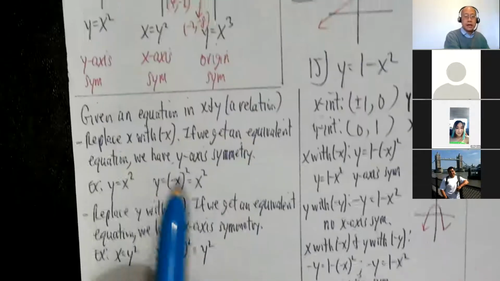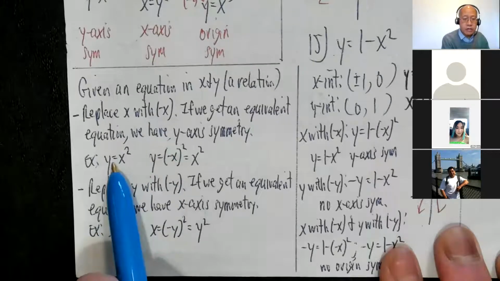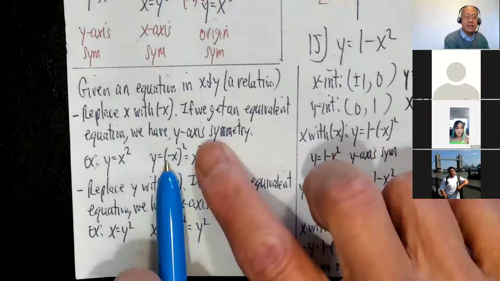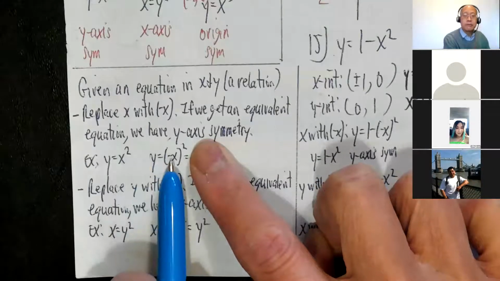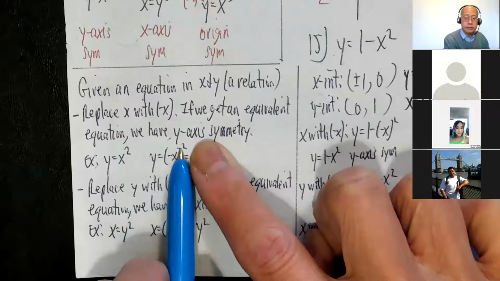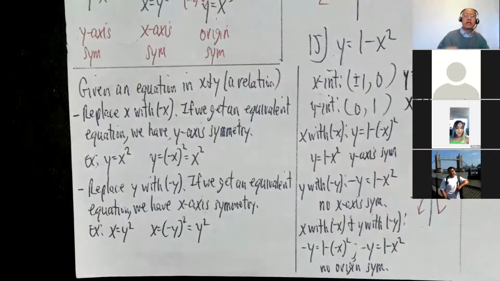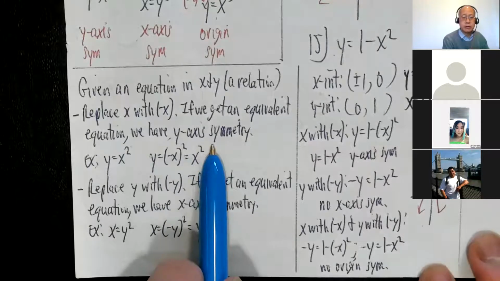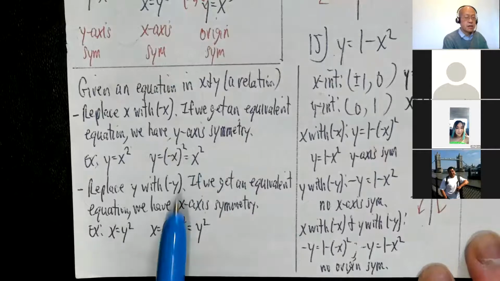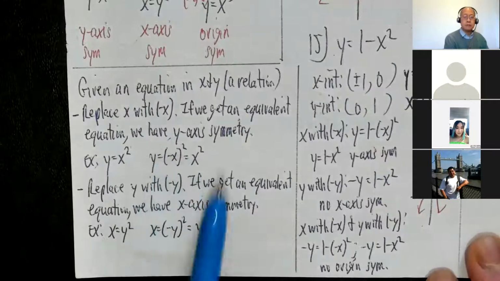So how do you know? I replace x with negative x. So y equals x squared changes into y equals negative x, squared. So this x right here, make it negative x. But what is negative x squared? Same as x squared. So I get the original equation back, an equivalent equation. That tells me that I have y-axis symmetry. Hopefully this becomes more clear when we do some problems, and I'll start problems tomorrow.